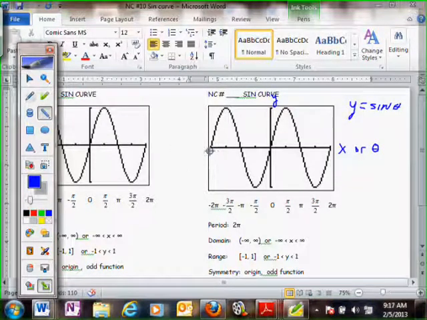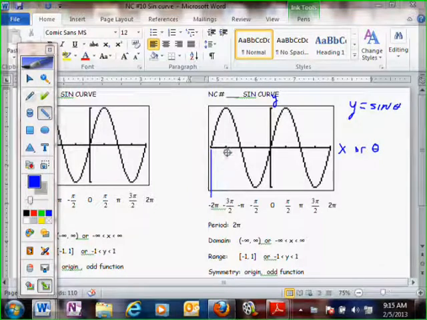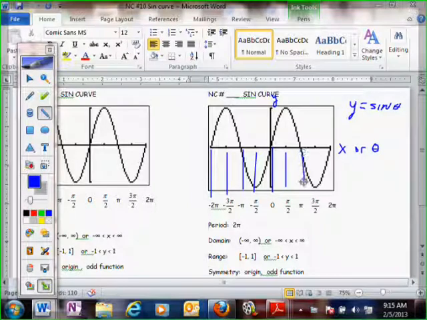So right here, this point over here, that's negative 2 pi. This point here is negative 3 pi halves. This point is negative pi. This point is negative pi halves. Obviously this is the origin, so that theta value or x value is 0. This point is pi halves, this point is pi, this point is 3 pi halves, and then this point over here at the end is 2 pi.